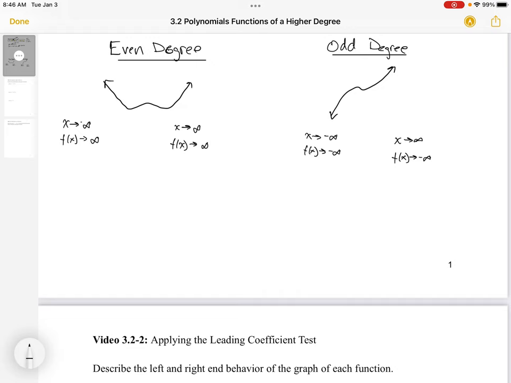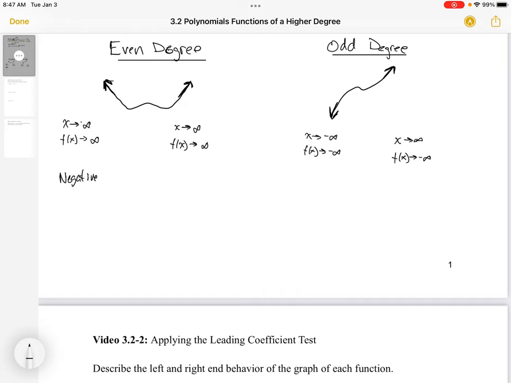So in the last video, we looked at even degree and odd degree polynomials, and we saw in an even degree polynomial that your y values are increasing regardless if we're looking to the left or to the right of the function. And in an odd degree polynomial, that your y values are decreasing when you look to the left, but are increasing when you look to the right. So what happens when we have a leading coefficient that is negative?